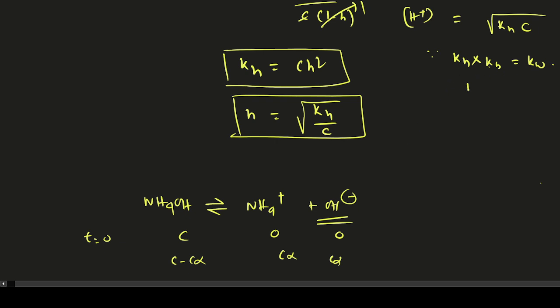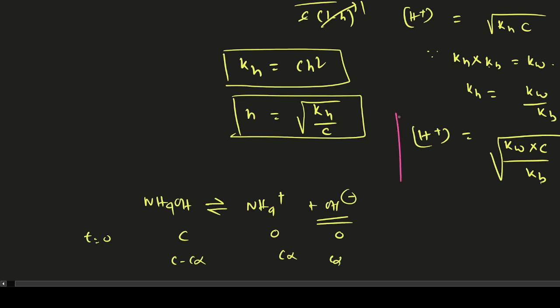So from here, KH equal to Kw by Kb. Just put that, H plus equal to root over KH times C, equal to root over Kw into C by Kb. So this is the H plus concentration if the weak component is basic.